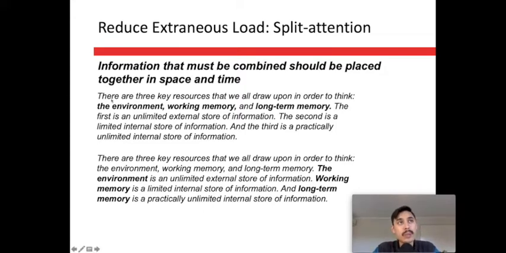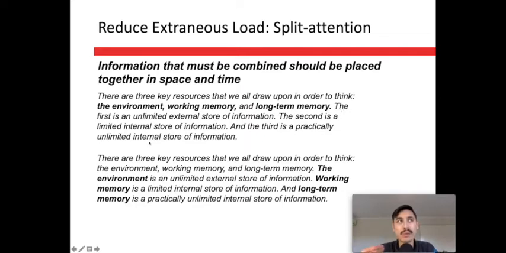In the first one, we said there are three key resources that we all draw upon: environment, working memory, and long-term memory. We then said the first is blah, blah, blah, the second is blah, blah, blah, and the third is blah, blah. What's actually happening here is we've introduced these three elements: the environment, working memory, and long-term memory. And then we've asked the reader to hold those three elements in mind in their working memory while they process the next bit of information.